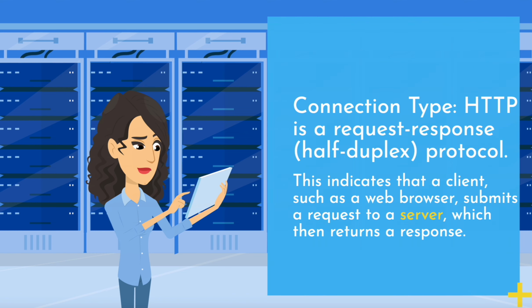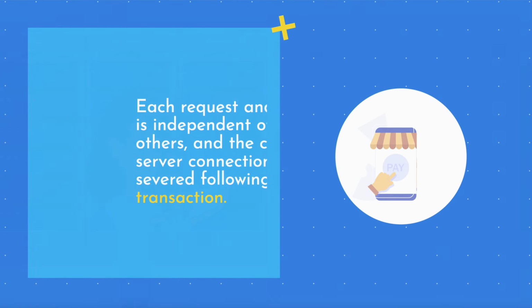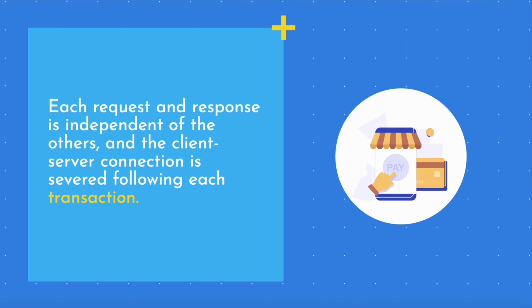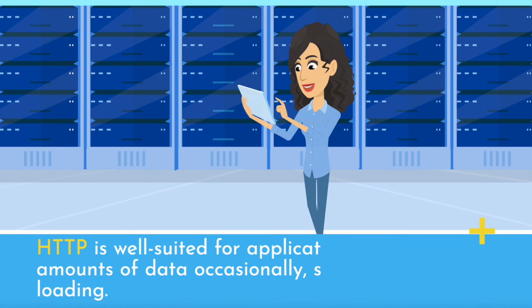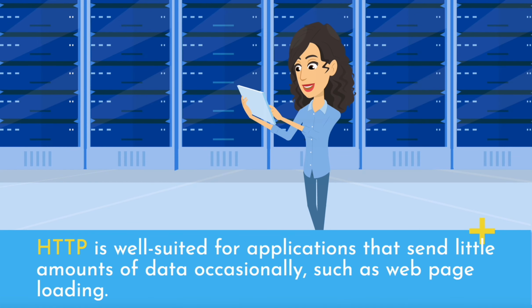Connection type. HTTP is a request-response, half-duplex protocol. This indicates that a client, such as a web browser, submits a request to a server, which then returns a response. Each request and response is independent of the others, and the client-server connection is severed following each transaction. HTTP is well suited for applications that send little amounts of data occasionally, such as web page loading.